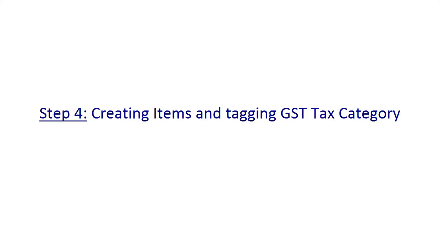Our next step 4 will be creating items and tagging GST tax categories with them. By tagging a tax category to an item master, you are specifying that when this item is used in sale purchase transactions, then this particular tax rate will be charged. For example, you have tagged a tax category 18% with an item, then whenever you sell or purchase this item and you don't charge 18% tax on that item, then Busy will show you an error message. So it's a very good way of avoiding mistakes. So you must specify the tax category with the item.